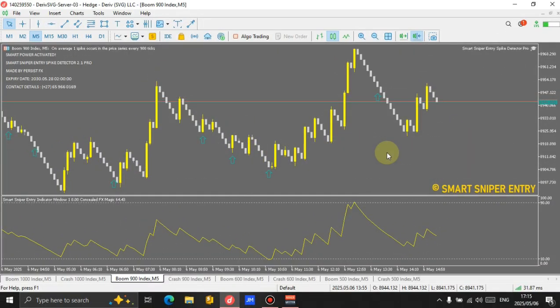This indicator gives you sniper entry signals, so when price is likely to spike, it lets you know. On Boom, we catch spikes going up, and on Crash, we catch spikes going down. It's simple. You see the signal, you enter, you manage your risk and secure your profit.